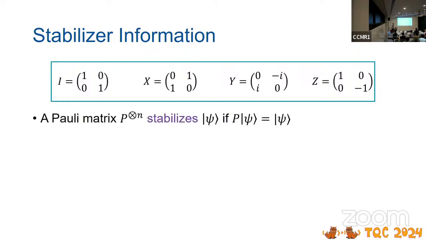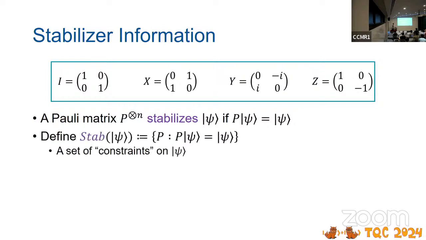So a Pauli matrix stabilizes a state if the state is a +1 eigenvector, or eigenstate, of that Pauli matrix. You can think about this as a set of constraints. If I define stab of psi to be the set of Pauli matrices that stabilize that state, it constrains your state in a certain number of ways, because the state has to be like an eigenvector.